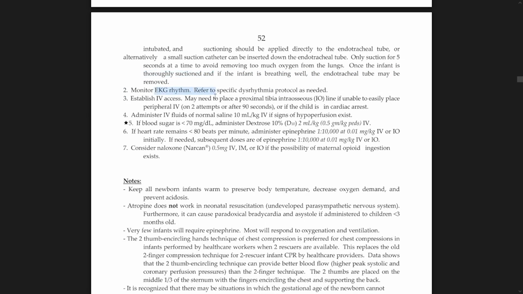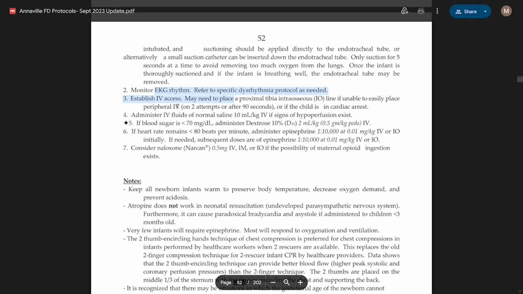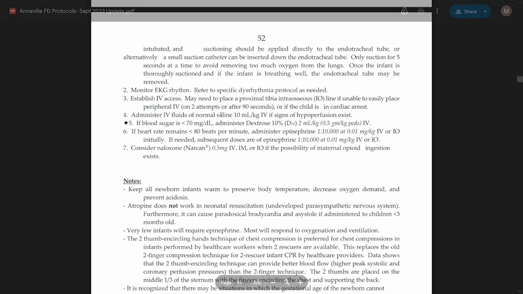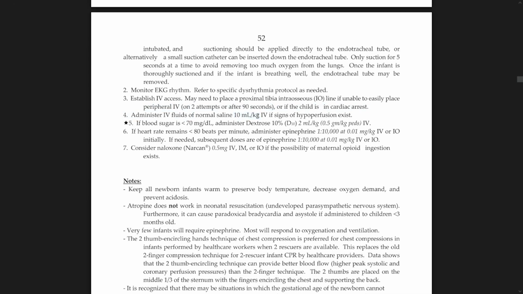Monitor an EKG rhythm. Refer to specific dysrhythmia protocol as needed. Establish IV access. You may need to place a proximal tibia intraosseous line, an IO, if unable to easily place peripheral IV access on 2 attempts or after 90 seconds, or if the child is in cardiac arrest. Administer IV fluids at 10 milliliters per kilogram. If signs of hypoperfusion exist and the blood sugar is less than 70, administer D10 at 2 milliliters per kilogram, or 0.5 grams per kilogram for pediatrics, via IV.